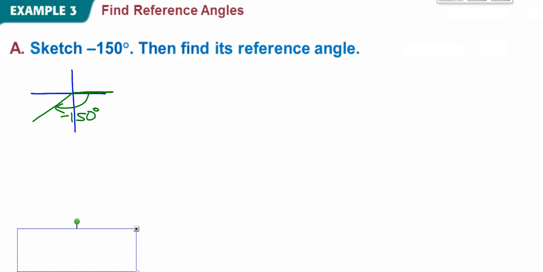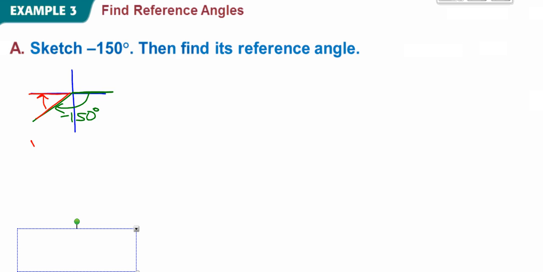And then its reference angle. Just give me a head nod right now. Do you know where you would draw in the reference angle? Yes or no? Okay, positive or negative x-axis? Negative x-axis, down to this side. Now, even though that's negative 150, can you figure out what that reference angle is?